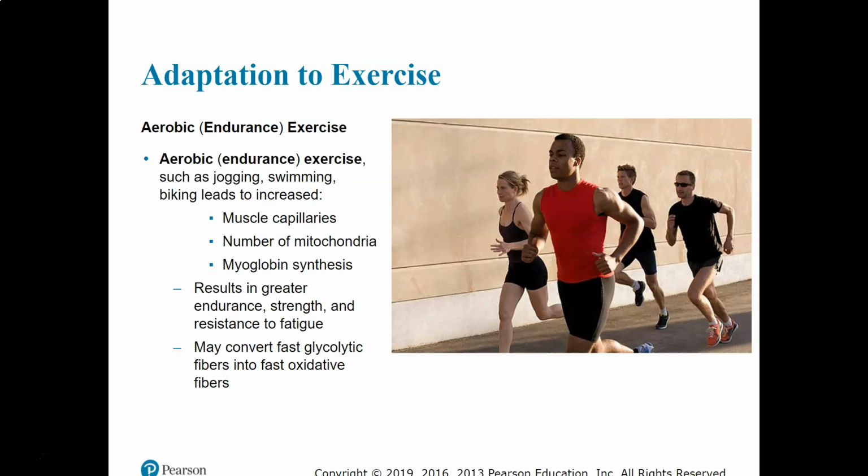So if we have aerobic or endurance exercise, like jogging or swimming or biking, this tends to lead to increased muscle capillaries, to increase blood flow to the area, increased number of mitochondria, to increase the ability to perform that aerobic respiration, and increased myoglobin synthesis in order to hold on to more oxygen. This is going to make the muscles have more endurance and be more resistant to fatigue. We may also convert the fast glycolytic fibers to fast oxidative fibers, so they're less sort of explosively powerful, but have greater endurance.